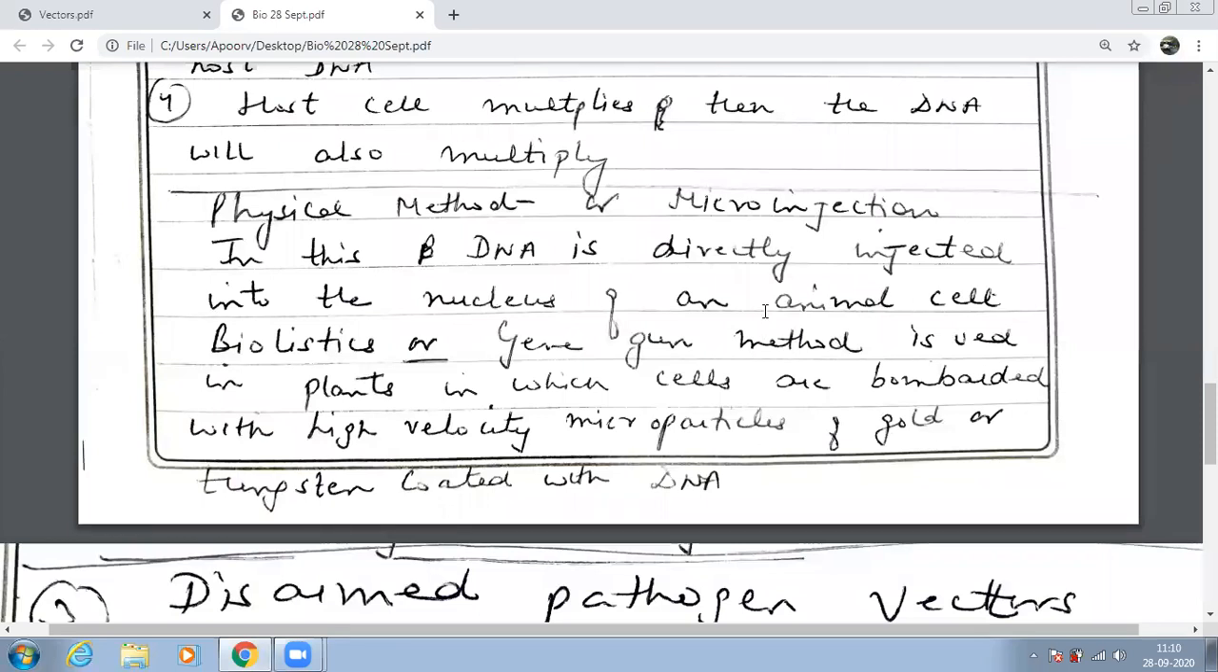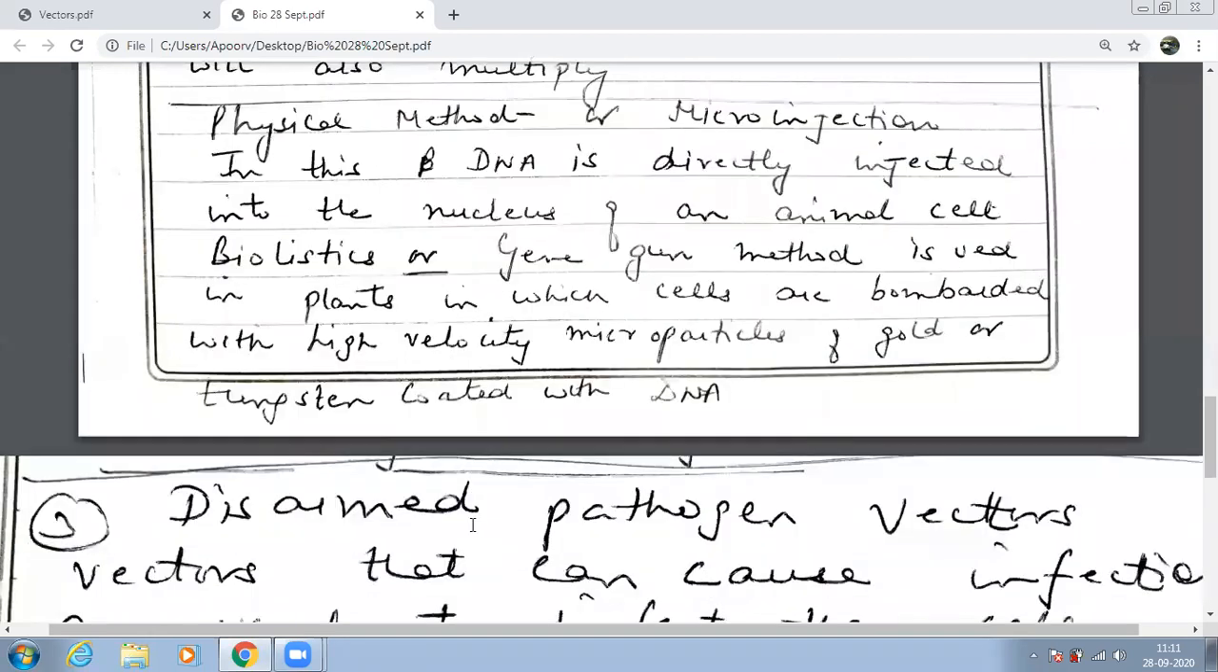But this method cannot be used with animals. We cannot hit an animal cell with such a high velocity, it will die. So which method is used for animals? Micro-injection. So the physical method for animals is micro-injection. The physical method for plants is biolistics or gene gun method. In the gene gun method, we take the plant cells which have to be used and we bombard them with high velocity microparticles of gold or tungsten. They are coated with DNA.